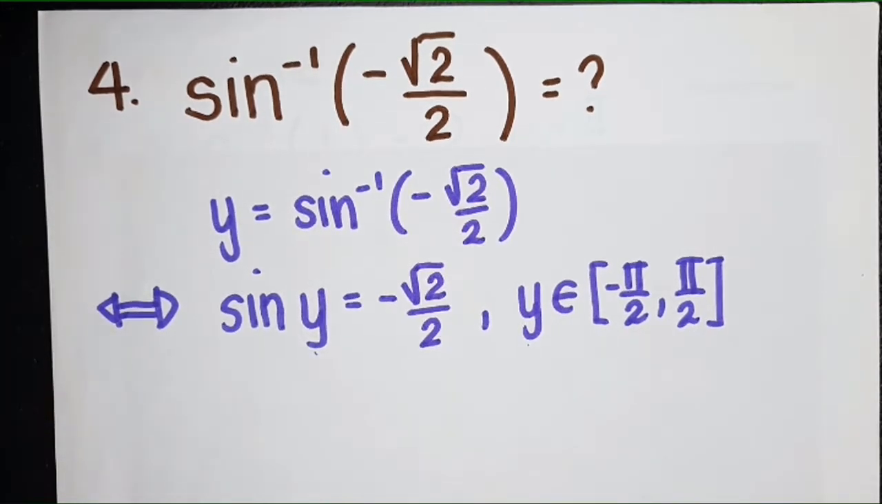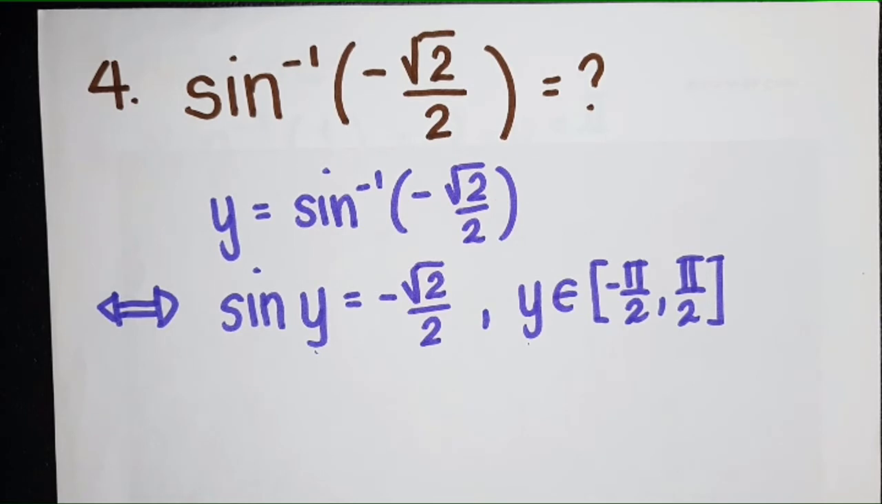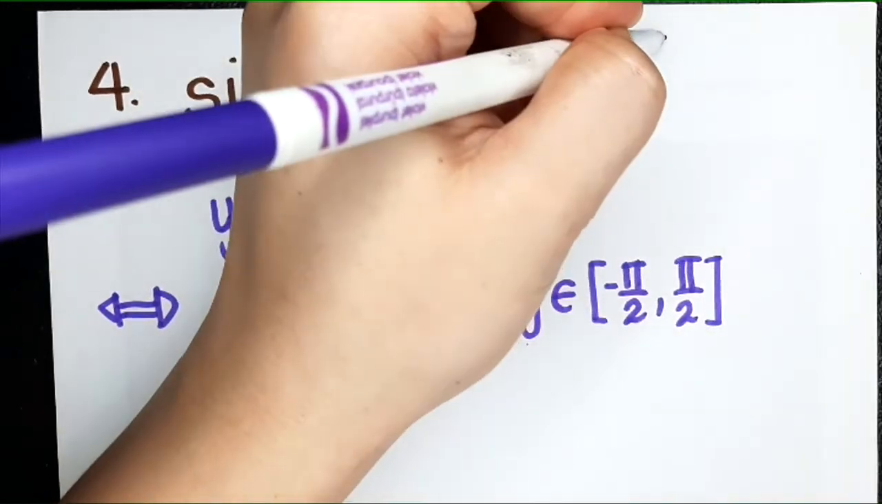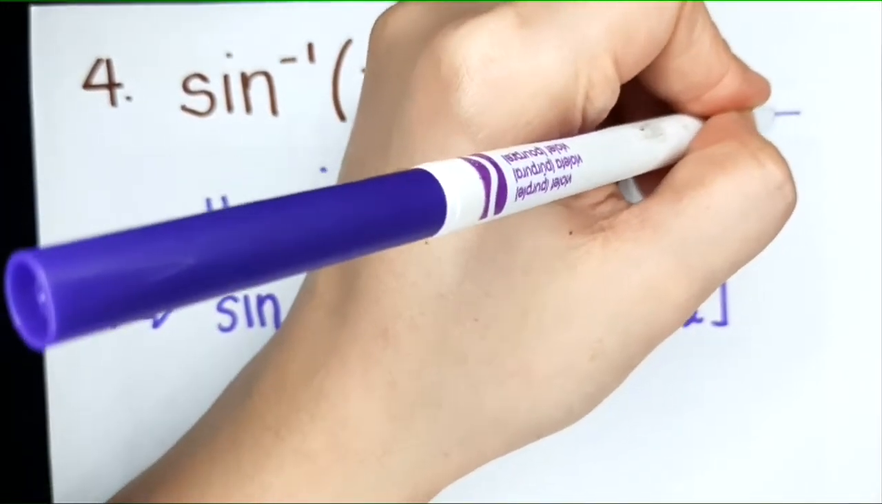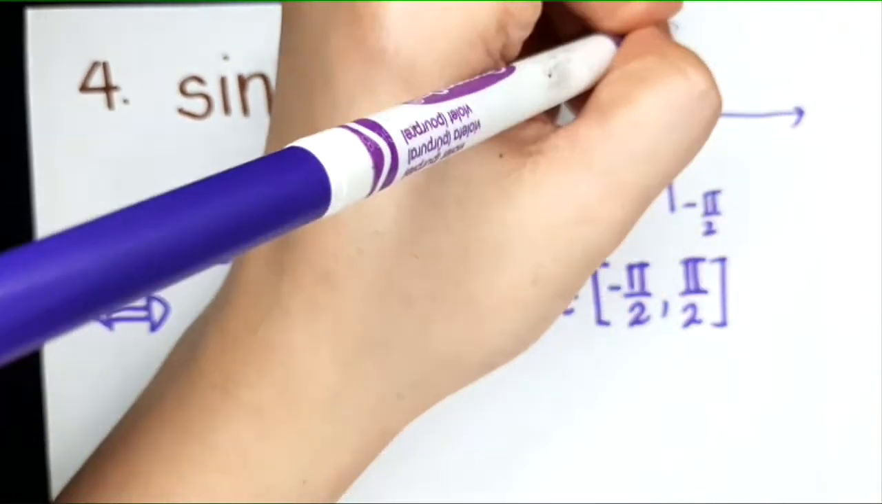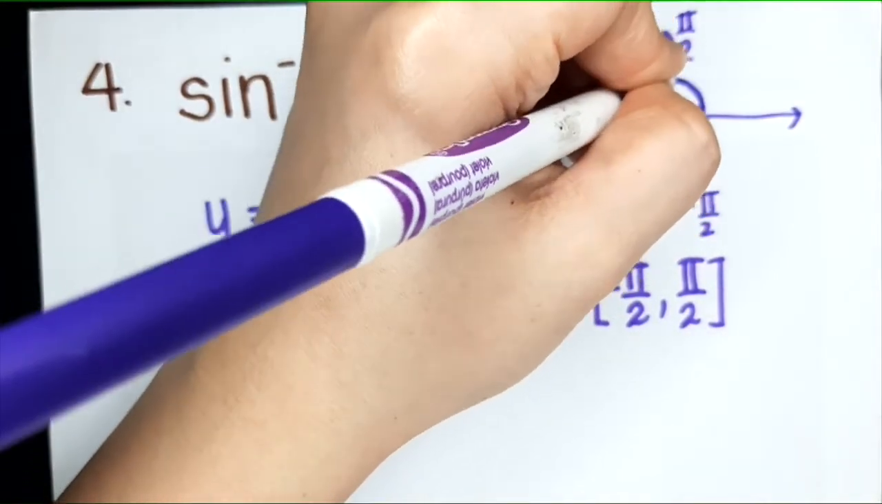2 over 2. Okay? Yung sine function, saan ba siya negative? Anong quadrant? Sa third and fourth quadrant. Okay? Pero tandaan nyo, y must be on this interval. Okay? Actually, pwede nyo ring isipin, diba? Ito yung negative pi over 2. Andyan. Tapos, andito naman yung pi over 2. Pwede nyo isipin na dapat yung sine nandito.